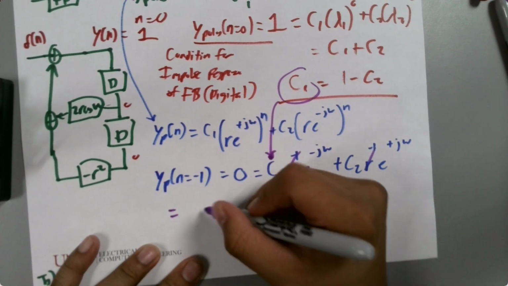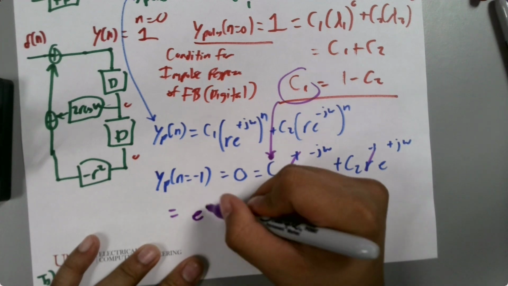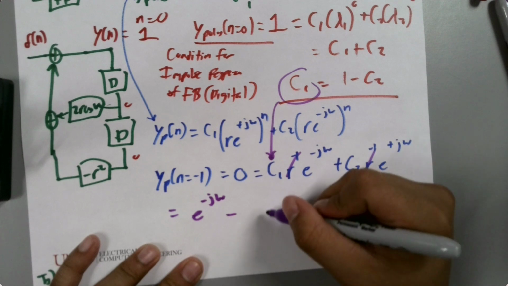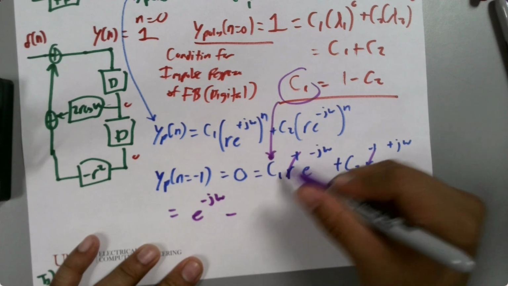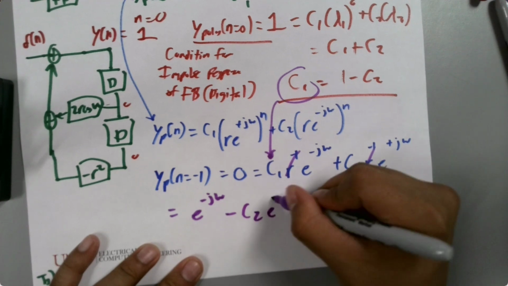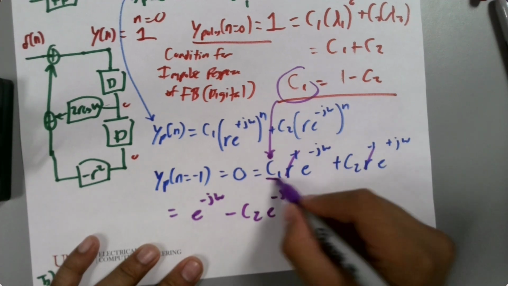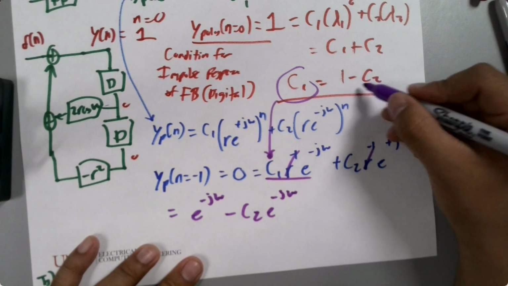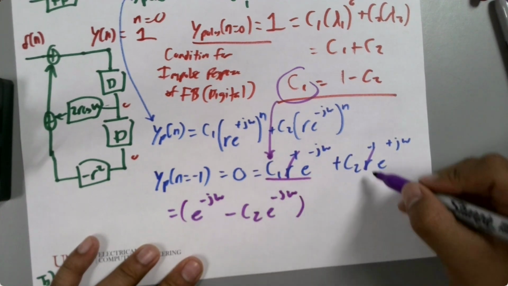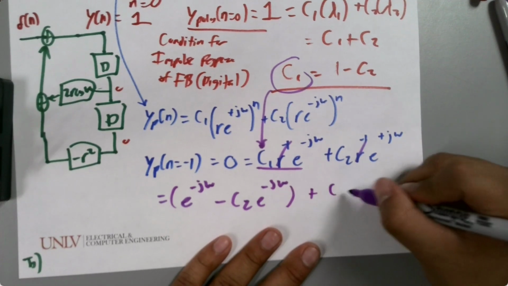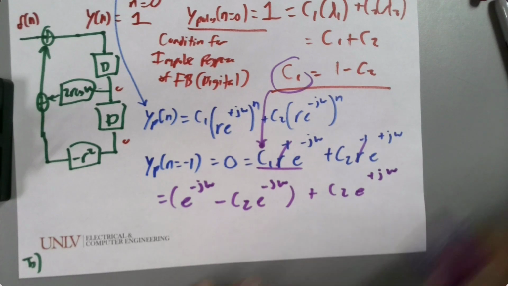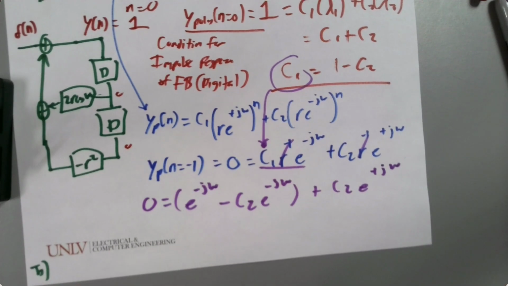I'm going to skip some steps and do the following. e to the minus j omega minus C2 e to the minus j omega. So I'm looking at this term times this entire thing right here, 1 minus C2 times this. All right? Everyone see that? Plus C2 e to the positive j omega. Okay? All this is equal to 0.